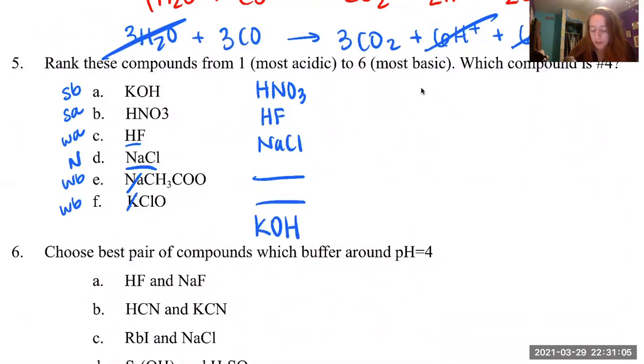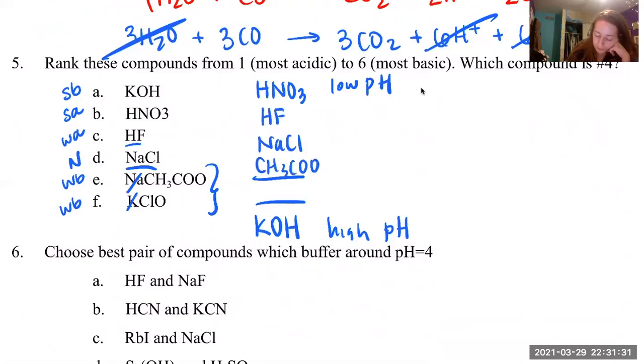So all that we're left to do is fill out these two spots here with these two. We just need to figure out which one's more acidic, which one's more basic. All we need to do is reference our Ka table and see which one is slightly more acidic than the other, right? Because this is a low pH, this is high pH. Okay. And so what you find is this is going to go here. Okay, and so this ends up being number 4, which is what the question was asking. Which one is number 4? So it is this one.